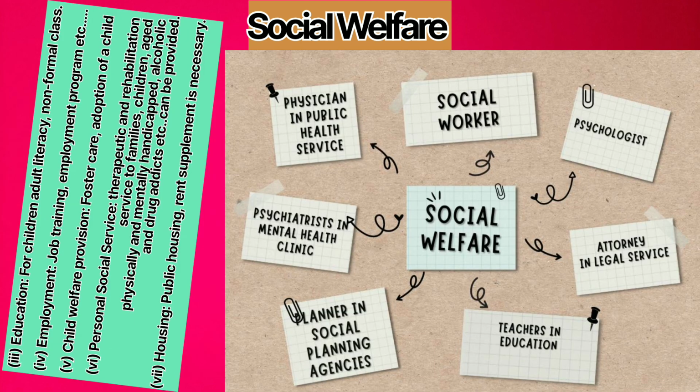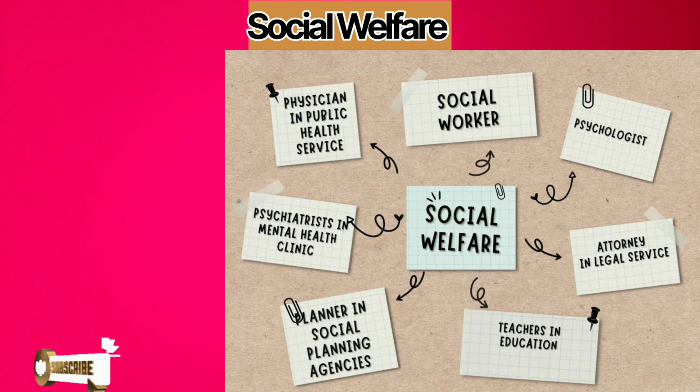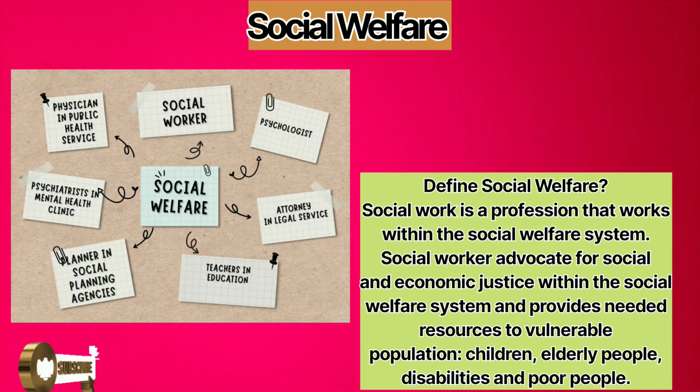If we want to improve the social order, then these 6 or 7 areas of welfare can be worked on, so that the life of general people can run smoothly. Social work itself is a profession that works within the social welfare system, and social workers always advocate for social and economic justice within the social welfare system. They provide various needed resources to vulnerable populations such as children, elderly people, people with disabilities, and those who are poor or facing poverty.